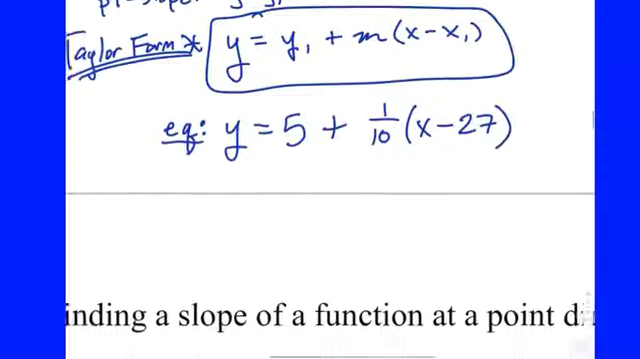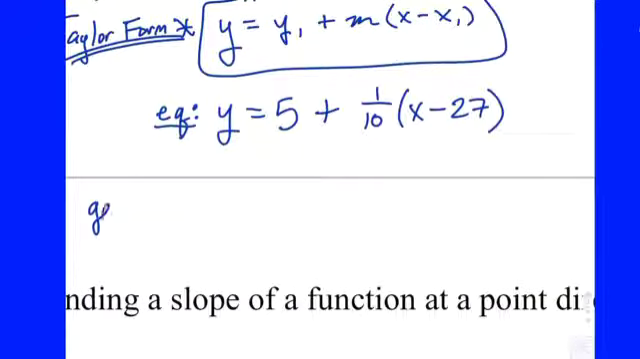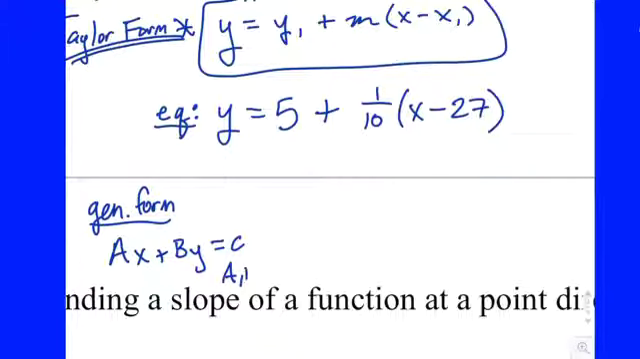There's another thing that they might ask you. Let me throw this one at you. Sometimes your answers on a multiple choice are in what's called general form, which is this: ax plus by equals c. And then a and b and c are not fractions, they're integers. So if you needed to get an equation of a line and you noticed all your answer choices were in general form, you would still create the equation this way: the y value plus the slope times x minus the x value, and then you just convert it.